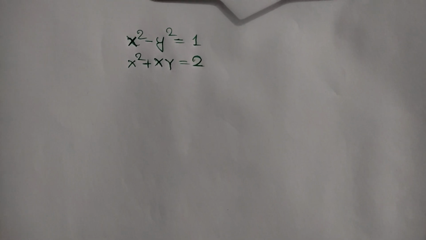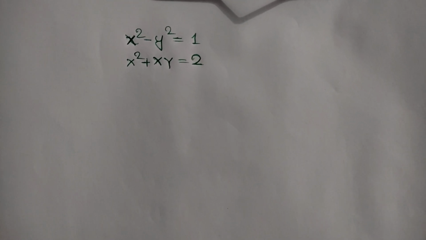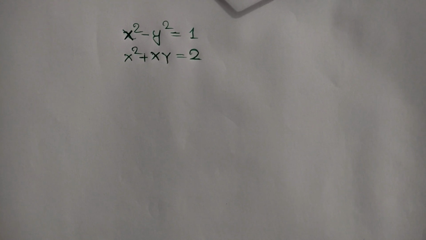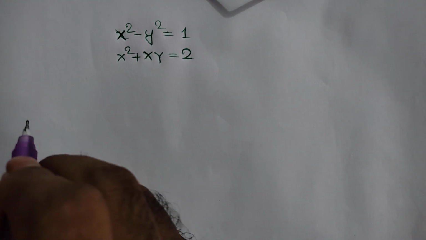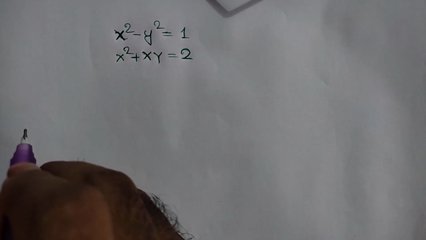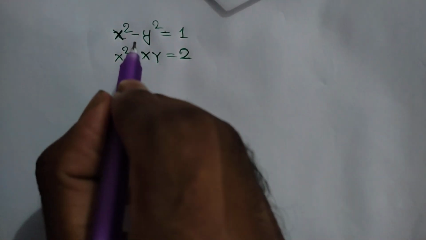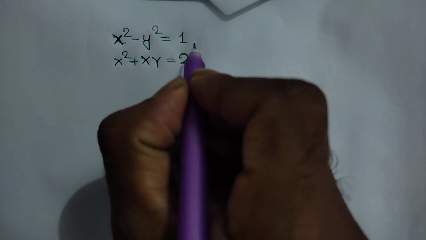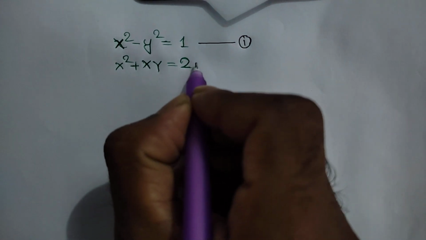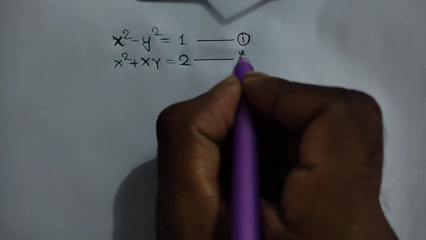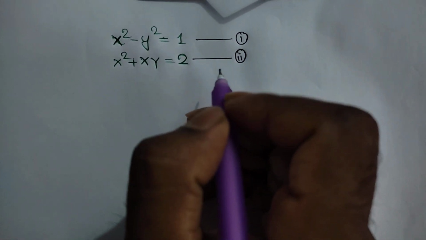Hi everyone, in this video I am going to show how to solve this system of equations: x squared minus y squared is equal to 1 and x squared plus xy is equal to 2. Let's call it equation number 1 and call it equation number 2.